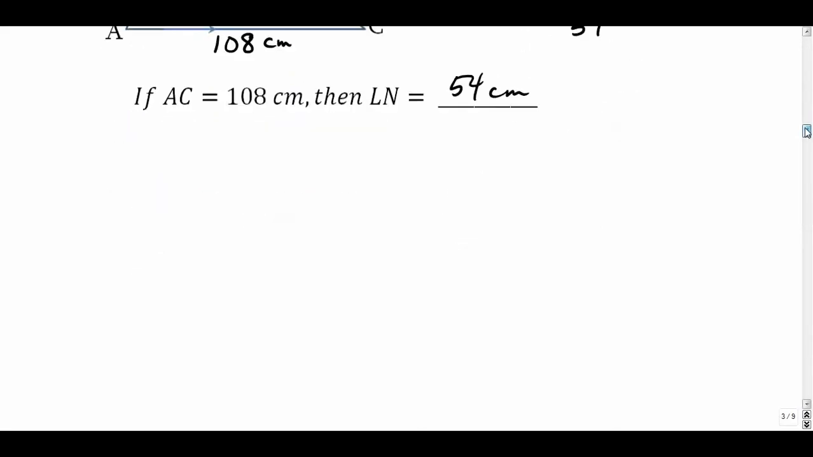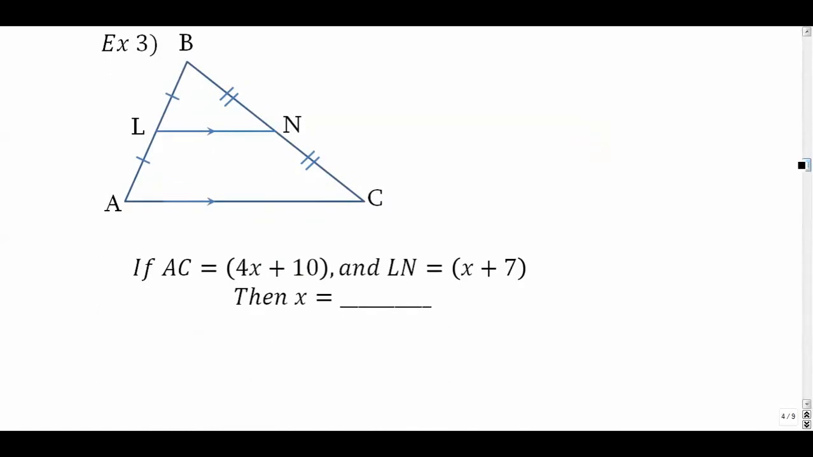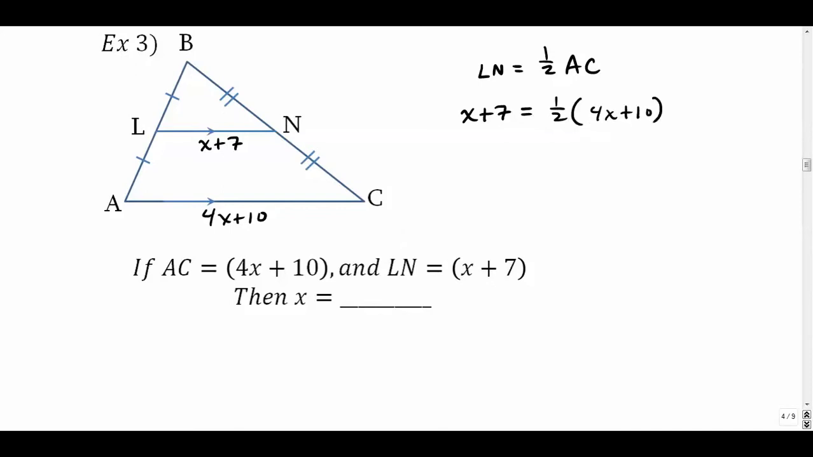Number three. And if I'm going too fast, of course you pause and rewind and try to get caught up. But segment AC, in this case, we're adding some algebra here. So we have the same theorem, right? The midsegment is half as big as the segment that's parallel to it. And just plug in. This time segment LN is x plus 7. Segment AC is 4x plus 10. And notice I put 4x plus 10 in parentheses because we have to distribute this 1/2. 1/2 goes into both terms, so we get 2x plus 5.